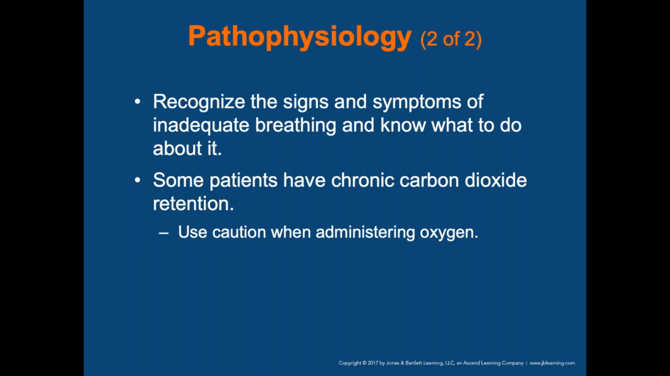Too slow would be less than 12, too fast would be greater than 20. Keep in mind, we're talking about adults, okay, not infants, pediatrics, or children. We're dealing with adults only at this point in time with numbers and rates. So know what to do about it.